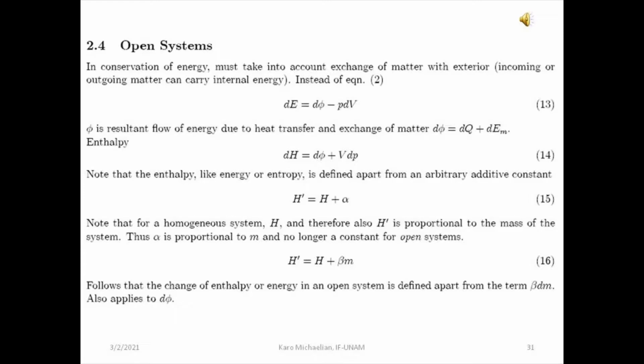So in this case, instead of equation 2 for the differential of the internal energy, we have instead dE is equal to d phi minus p dV. Remember, for the case of the closed system we had dE is equal to dQ minus p dV. Here we are using d phi, where phi now is the resultant flow of energy due to the heat transfer, that means the heat Q, and due to the exchange of matter, because that matter can also take energy into the system with it.